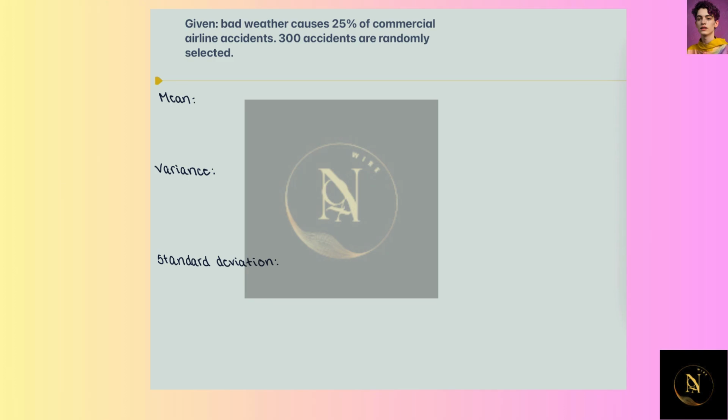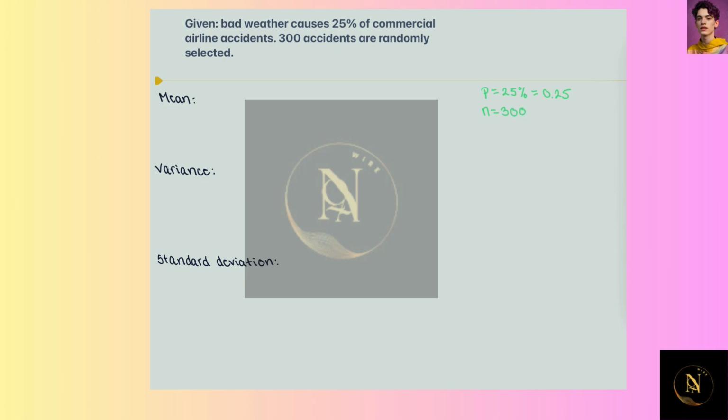So let's first go ahead and denote the information that we do have. What we do have here is that probability, which is equal to 25%. We're told that 25% of commercial airline accidents occur during bad weather, so we can rewrite this in decimal form as 0.25. What we also know is that because our sample size was 300, n is equal to 300.